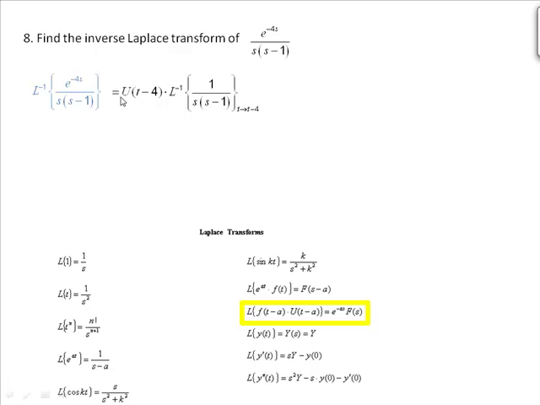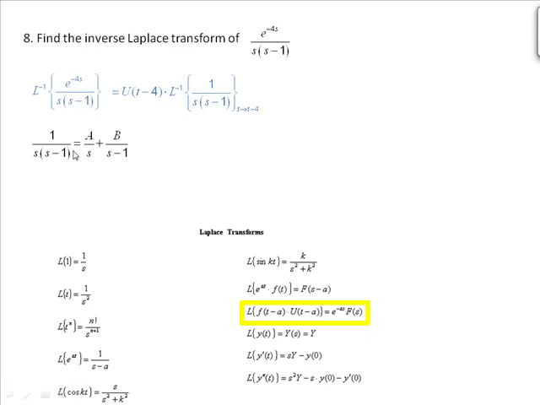So I get my unit step function, u of t minus 4, and then the inverse Laplace of 1 over s times s minus 1, where when I apply that inverse transform, my t is going to be shifted to t minus 4. So to get the inverse Laplace transform of 1 over s times s minus 1, we're going to have to use partial fraction decomposition.